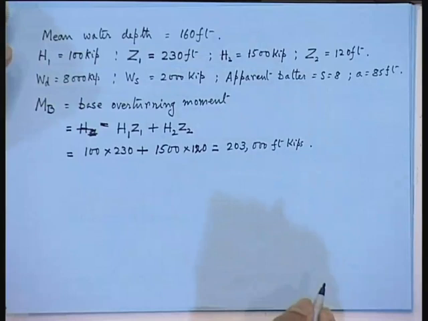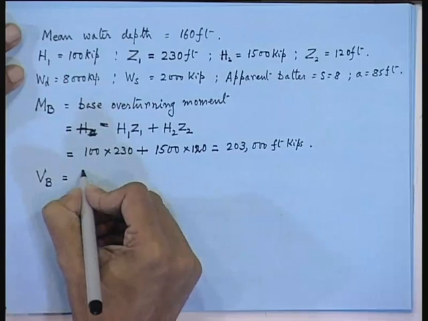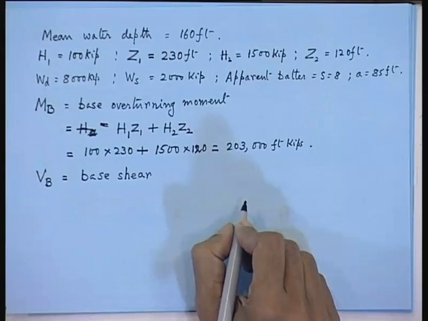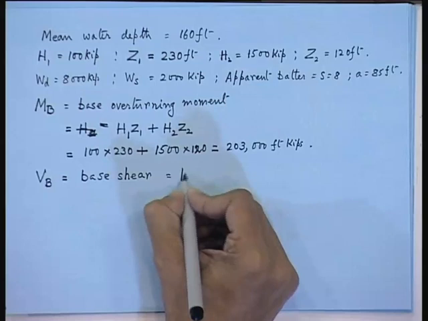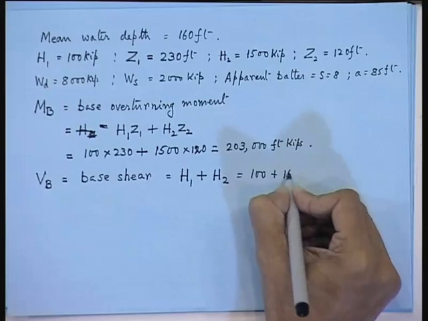Now next is base shear. All of you have done your free body diagram, isn't it? So how do you find out base shear? Shear force is H1 plus H2. So this will be 100 plus 1500. So this is only 1600 kilopounds.